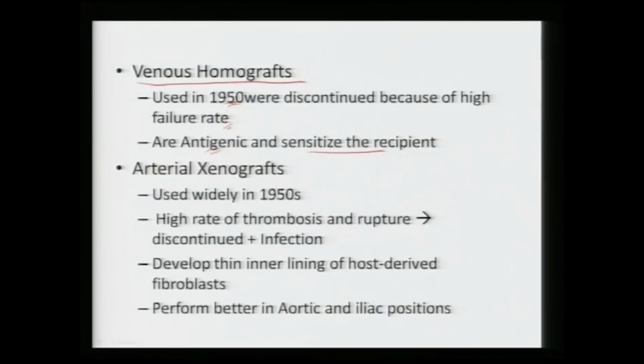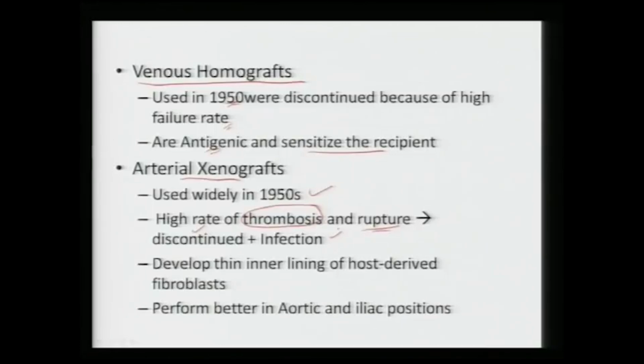Further, there can be arterial xenografts. These are taken from the arterial regions of a foreign body, and they were widely used in the 1950s. But a higher rate of thrombosis was observed, and a higher rate of rupture was also observed in this case, and they were discontinued later on in the 1970s. It was also seen that they can create infection.